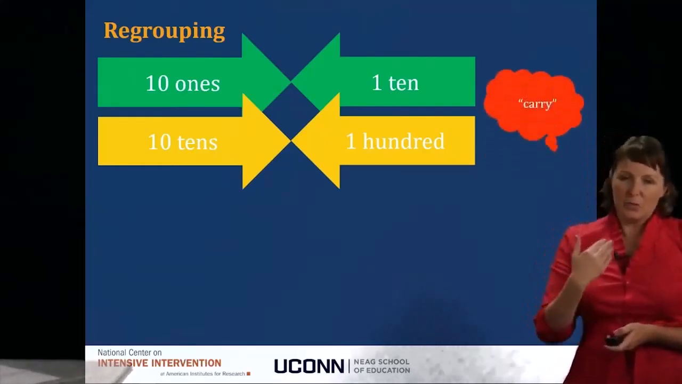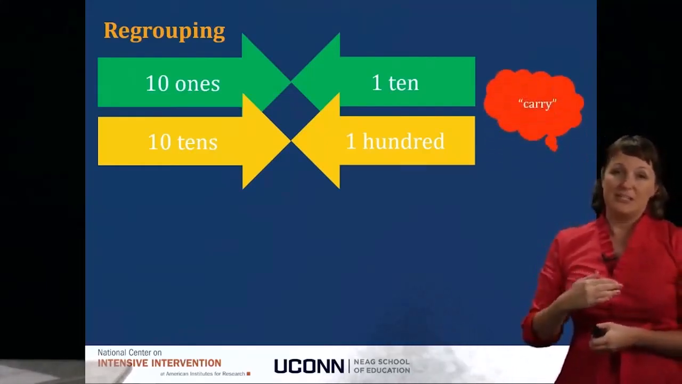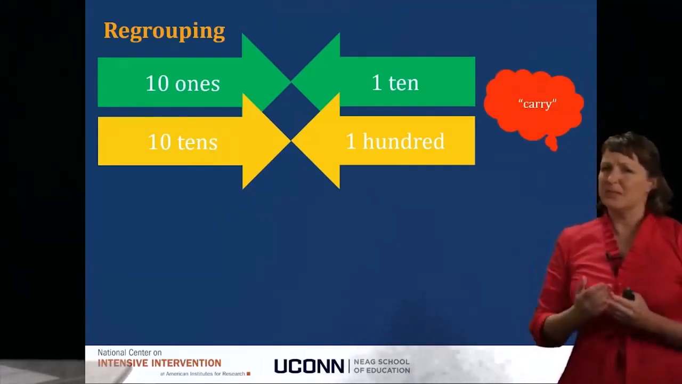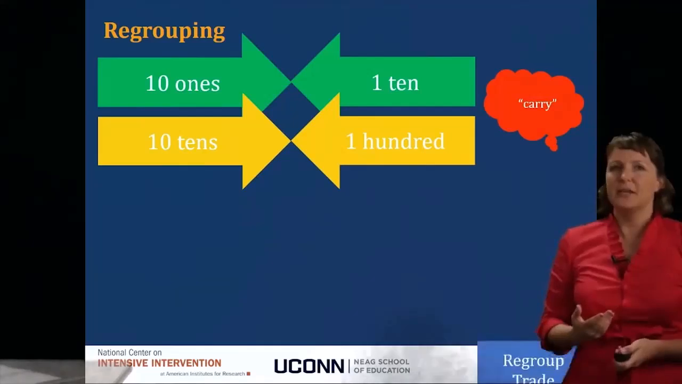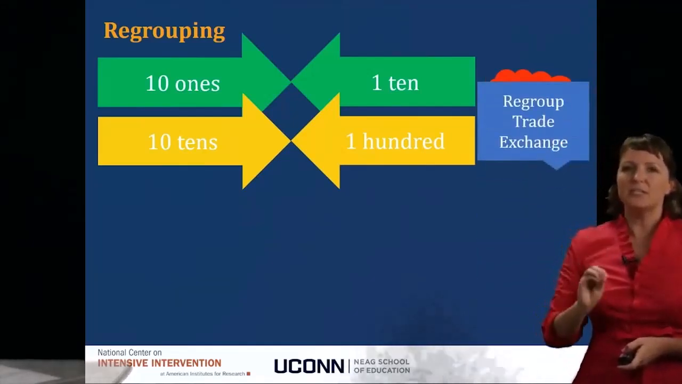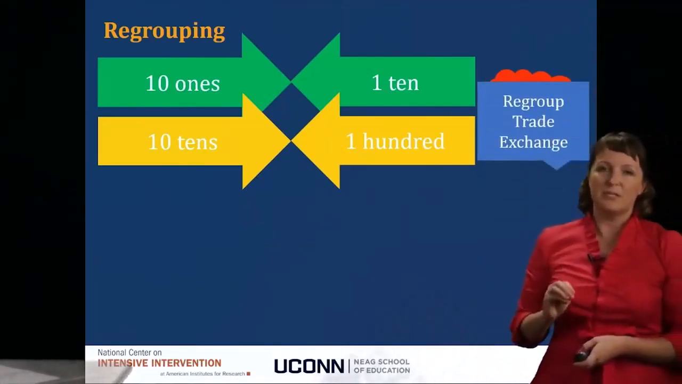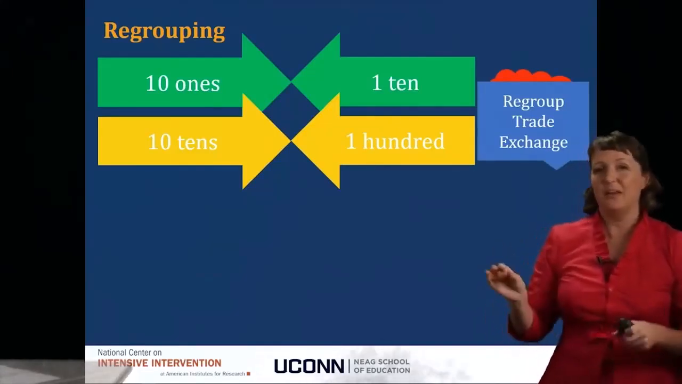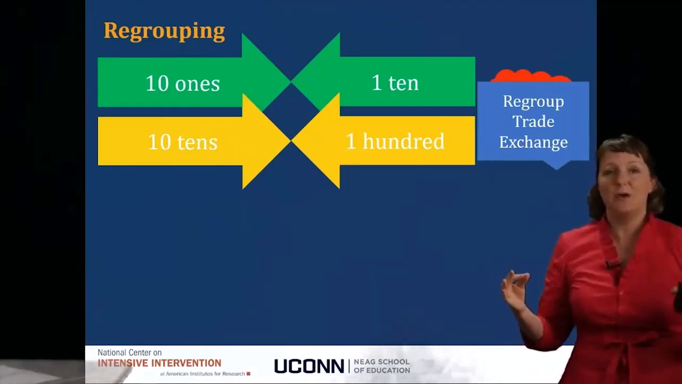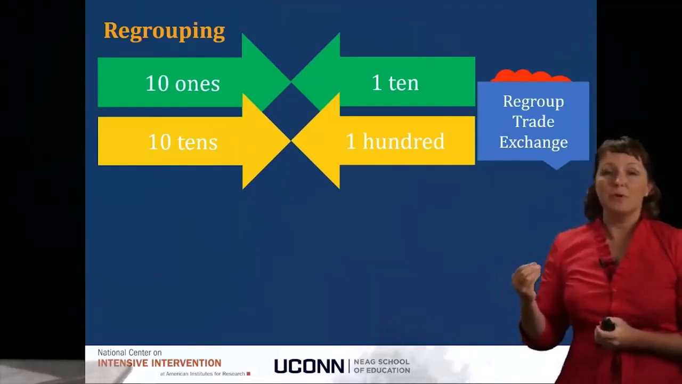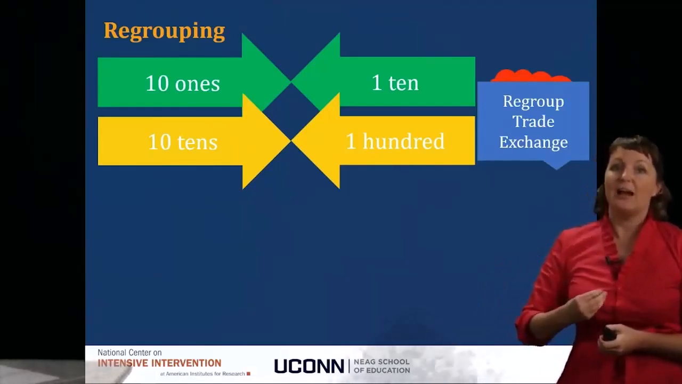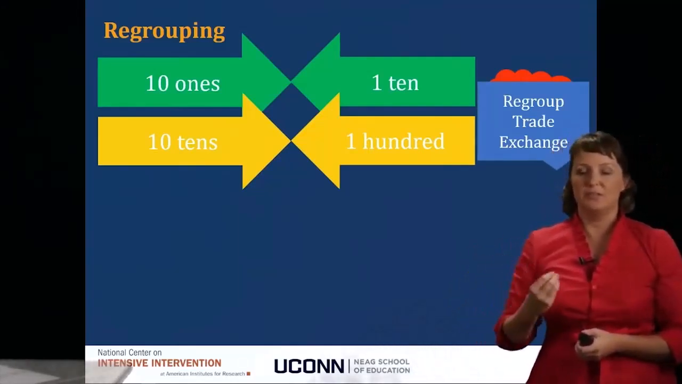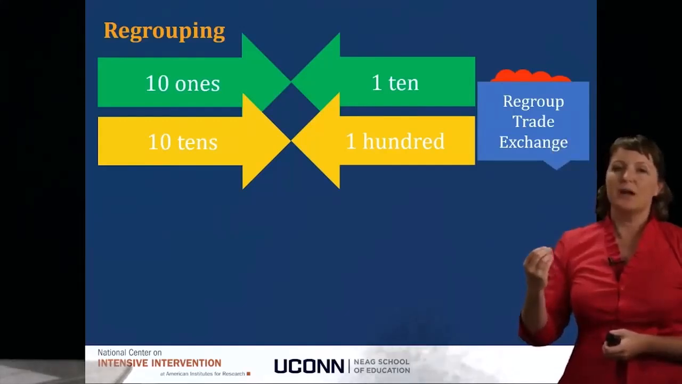Now, when I was in school, I learned this terminology as that means you're going to carry. But that is really just a procedural term that doesn't tell us about the mathematics. And so these days, we need teachers to use one of these three terms. So instead of saying, oh, I carry 10 ones for 1 ten, which actually doesn't make any sense whatsoever, you would say, I regroup 10 ones for 1 ten. I trade 10 ones for 1 ten, or I exchange 10 ones for 1 ten. Those terms make a lot more sense.